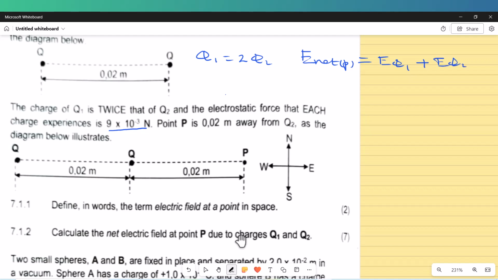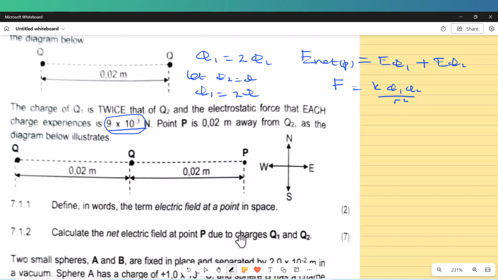So as you can see, I need to know my charges Q1 and Q2, and hence I have to use this force to find the charges of Q1 and Q2. Because it is a force from Coulomb's law, the formula says that the force is given by K times the charge Q1 times charge Q2 divided by the distance squared. Now they say that Q1 is twice Q2, so I can let my charge Q2 equal Q. Therefore, my Q1 is going to be 2 times Q.